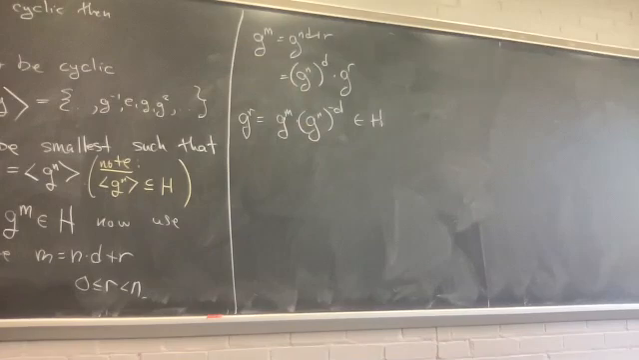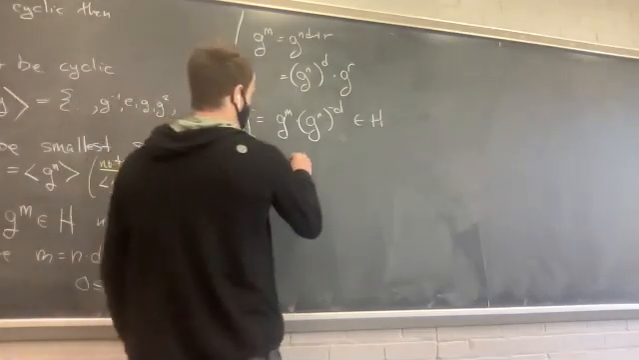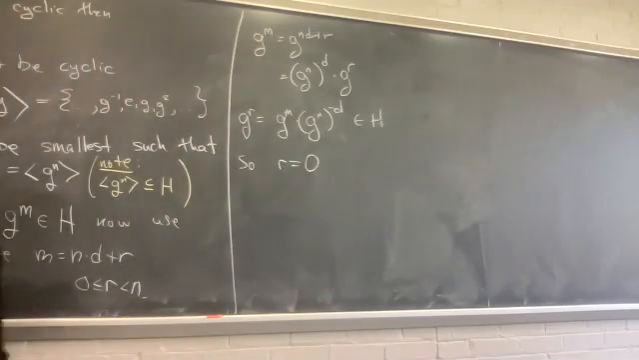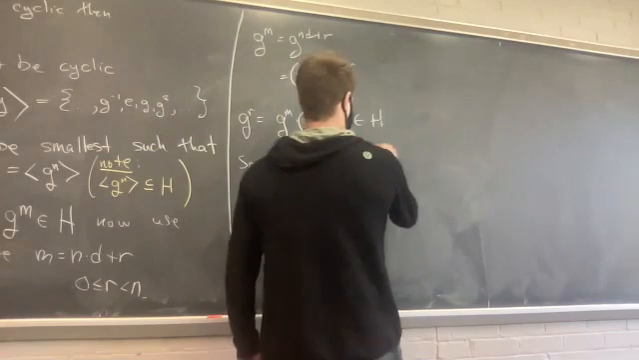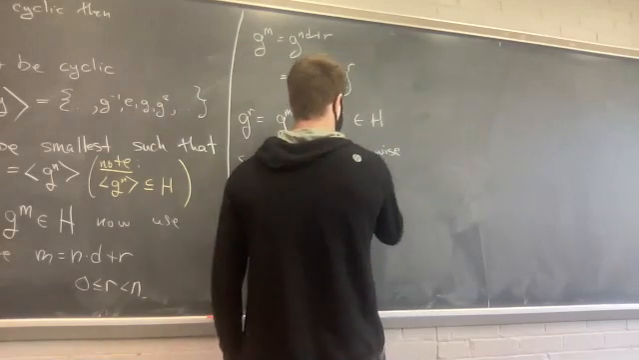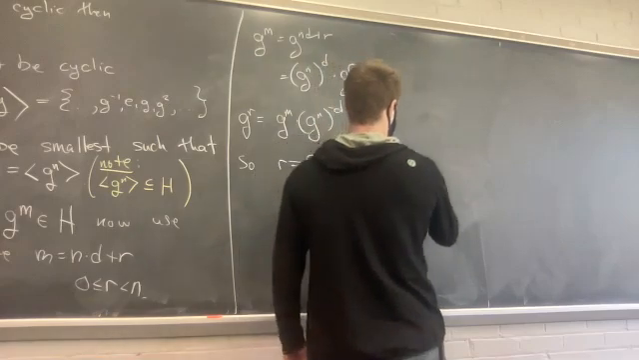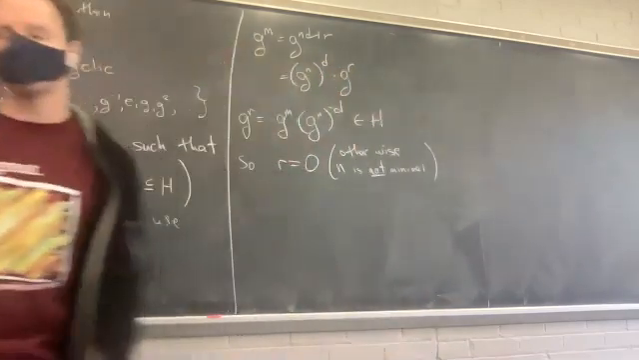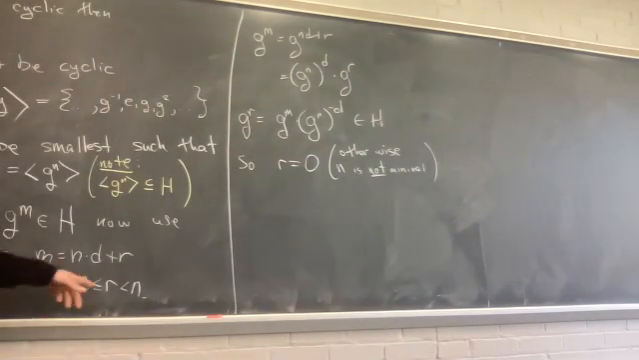So let's see what we've got. We've got a power of g which is inside of H, and that power is between 0 and n, right? But n is supposed to be the smallest natural number. Well, every number between 0 and n is a natural number except for 0, right? So r is equal to 0. Otherwise, n is not minimal, right? Because we've got g to some power smaller than n inside of H, but that's not allowed.